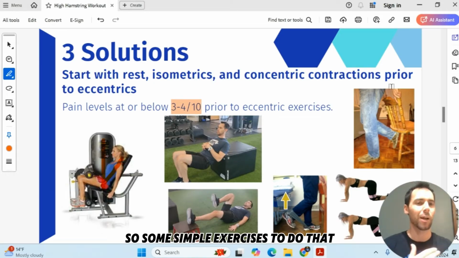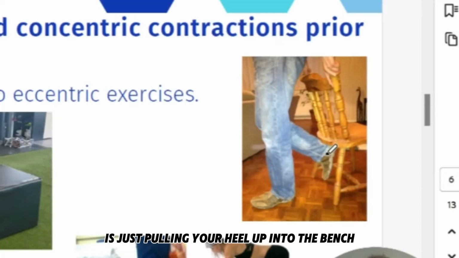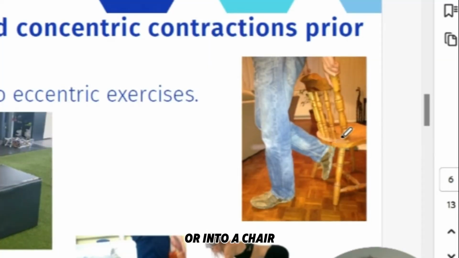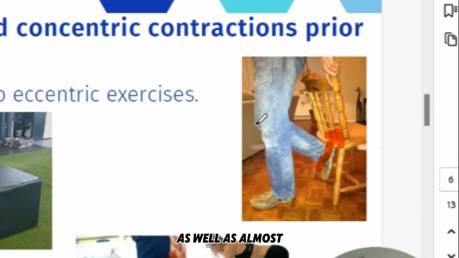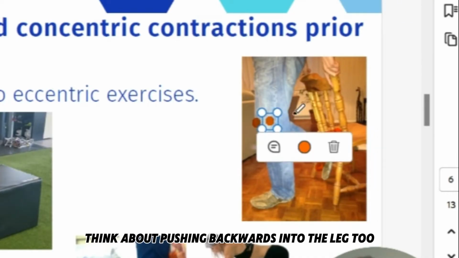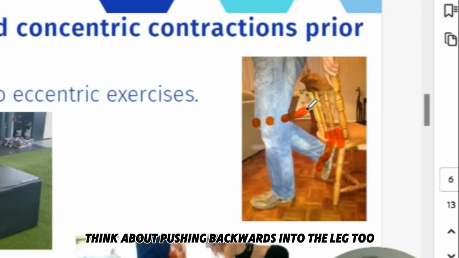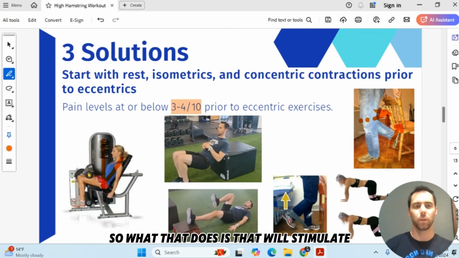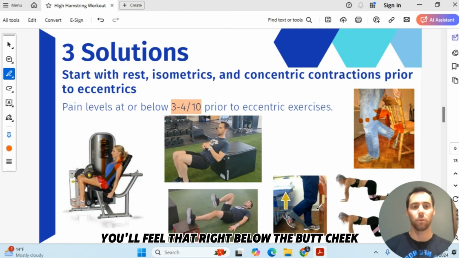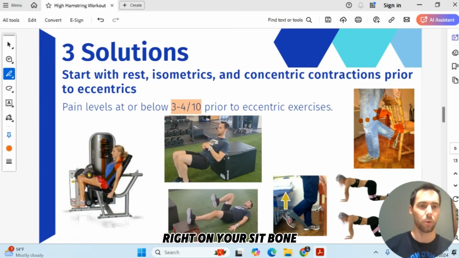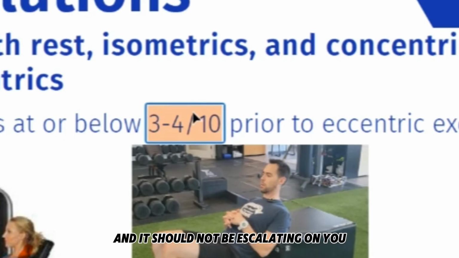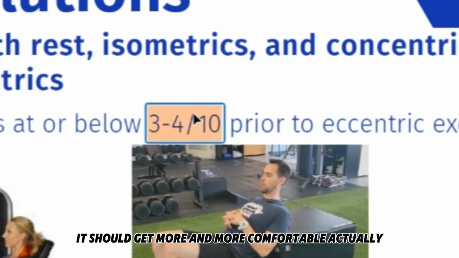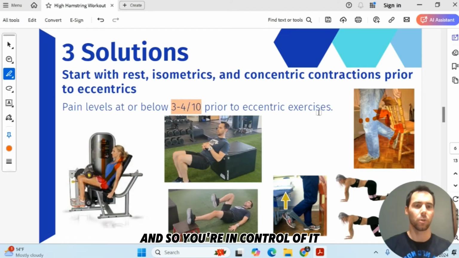So some simple exercises to do that. One at home is just pulling your heel up into the bench or into a chair. You get to grade the intensity that you push up, as well as almost think about pushing backwards into the leg too. So you're pushing back this way. What that does is that will stimulate, you'll feel that right below the butt cheek, right on your sit bone, but you're in control of the intensity. Again, we want to stay within this range, and it should not be escalating on you. It should get more and more comfortable actually. And so you're in control of it.